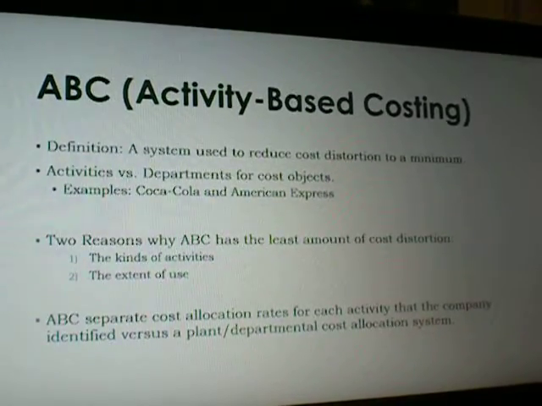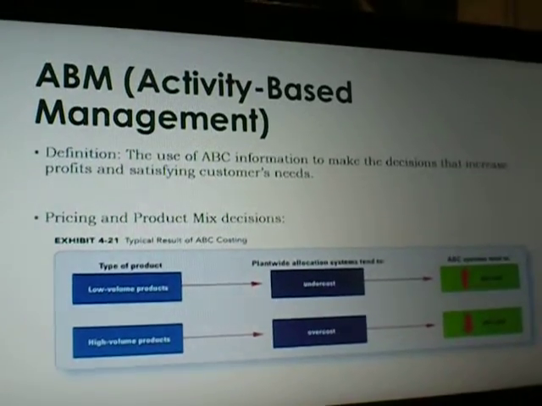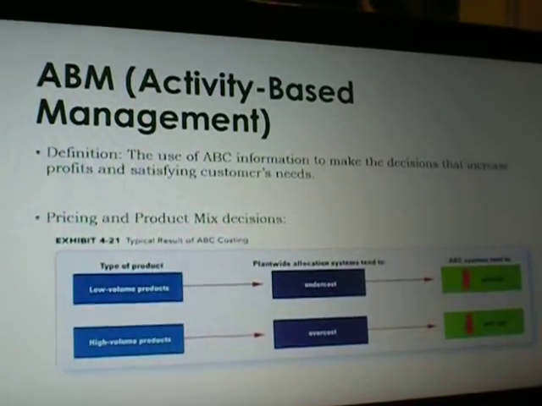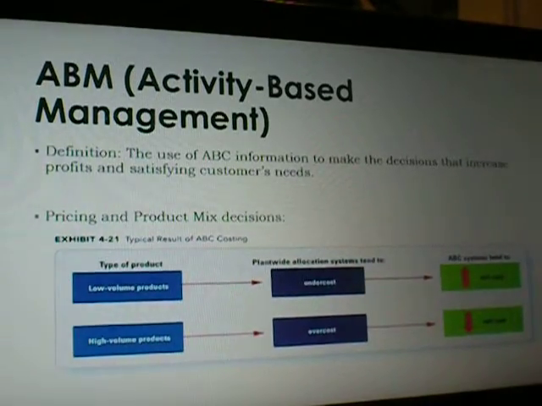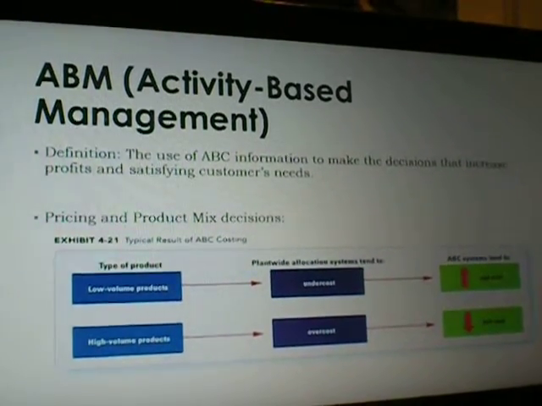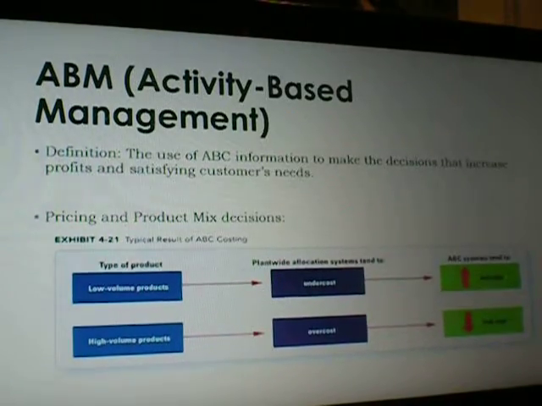We also have the ABM, which is the Activity-Based Management. The definition here is the use of the ABC, Activity-Based Cost information, to make decisions that increase profits and satisfy customers' needs. This is what the manager would be doing. They'd be making these decisions.